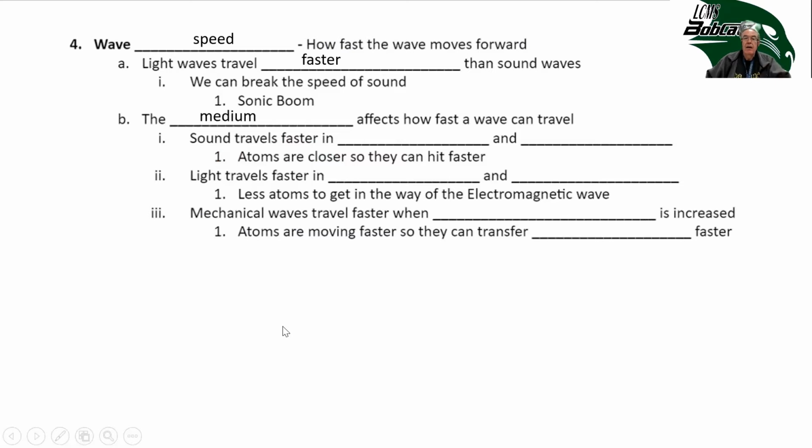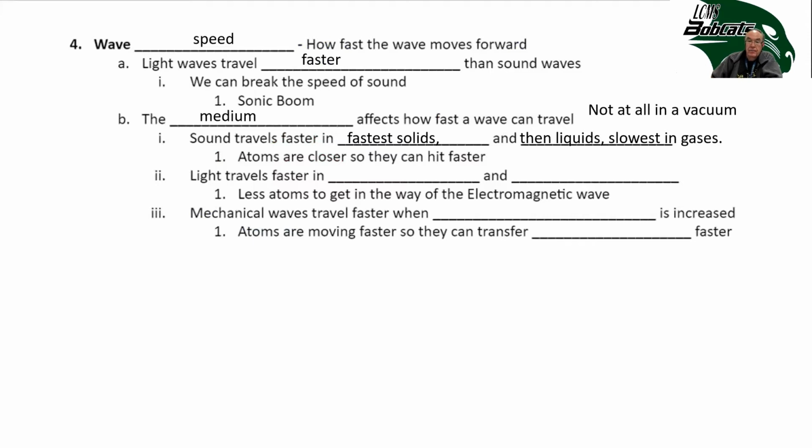So the medium affects how fast a wave travels. Now, sound, which is a mechanical wave, travels fastest in solids because the particles are tight together and they can get into the compressions very easily. And then they travel slower in liquids. They travel slowest in gases. And sound or mechanical waves cannot travel at all in a vacuum because there's nothing there to push the compressions together. There's no particles.